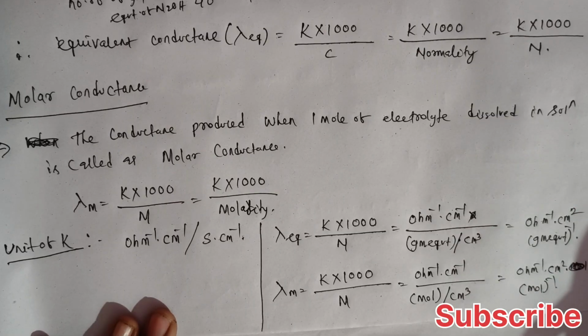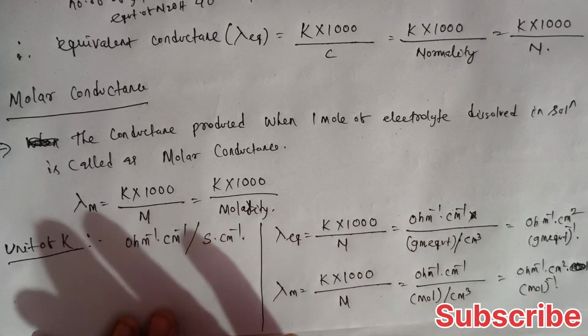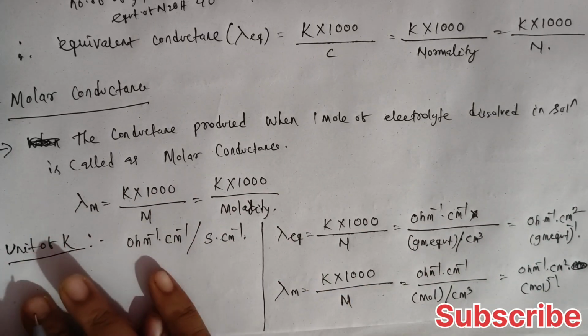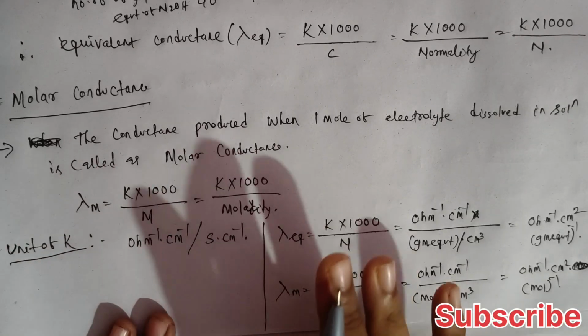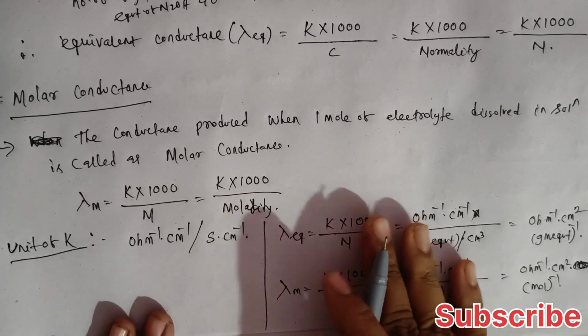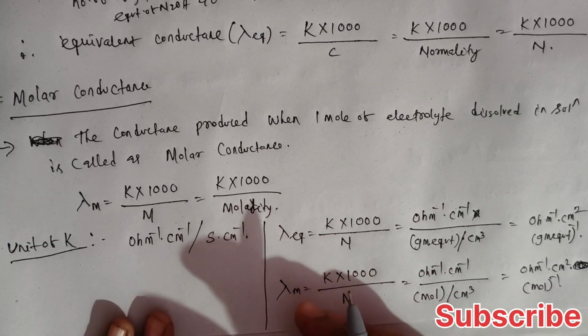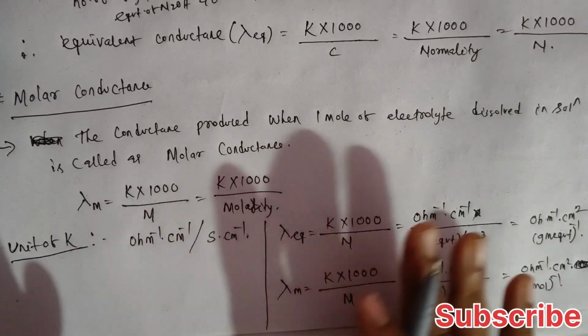Okay, so I hope it is clear to all of you. I clearly mentioned all the units of k, lambda eq and lambda m. In our next class we will clearly understand what is Euler's law. So I think you clearly understand what I tell you here.